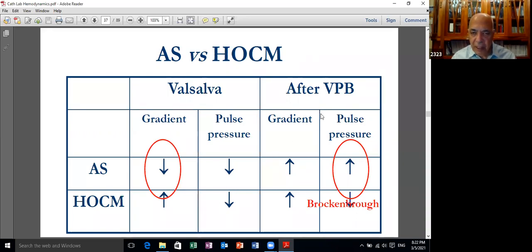And after a PVC, because of the increased filling of the left ventricle, increased ejection through the stenotic valve, there is an increase in the gradient here. And the same finding is present in hypertrophic cardiomyopathy. But it is the pulse pressure which makes the difference. So the pulse pressure increases, as I showed you in the last slide, in valvular aortic stenosis, and will decrease in hypertrophic cardiomyopathy, illustrating the Brockenbrough phenomenon, which was described by Brockenbrough, Braunwald, and Morrow, who was the surgeon associated with them at that time.